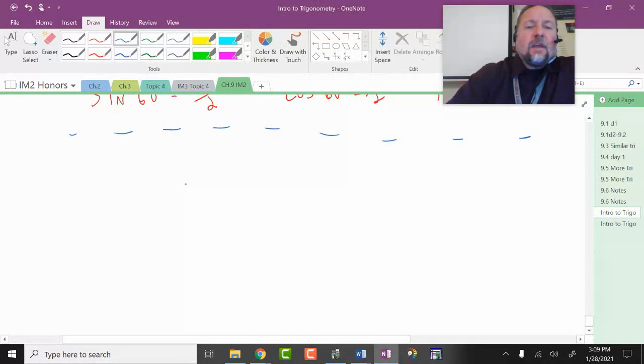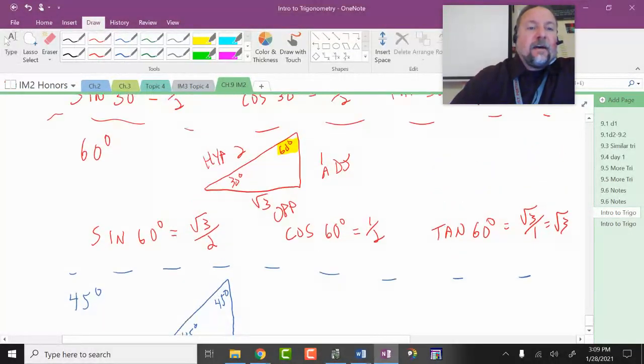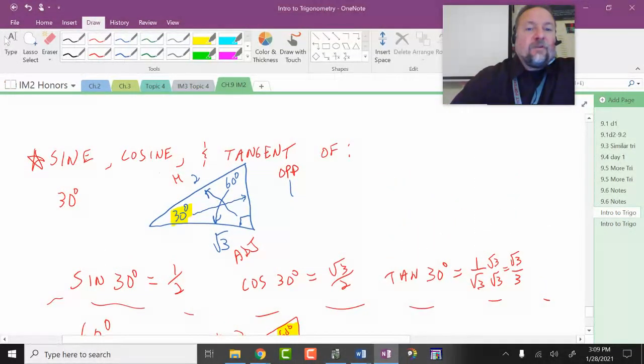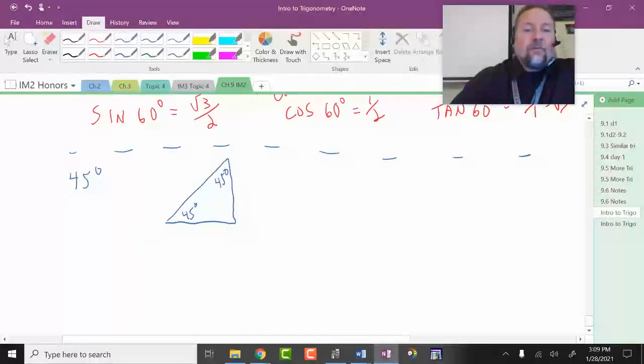Okay, I don't know why I changed colors. But this is a 45, 45, 90. So the question would be worded, find sine, cosine, and tangent of 45, all right? So those are the questions. Sine, cosine, and tangent of 30, 60, 45.